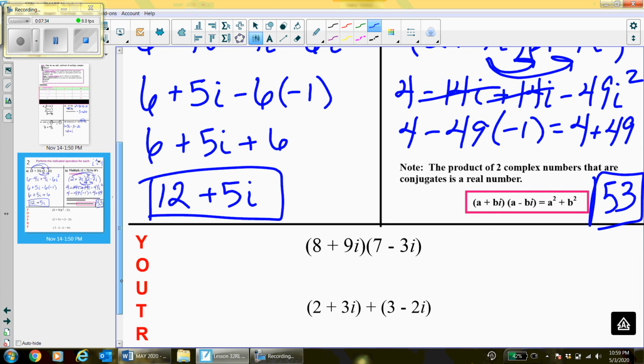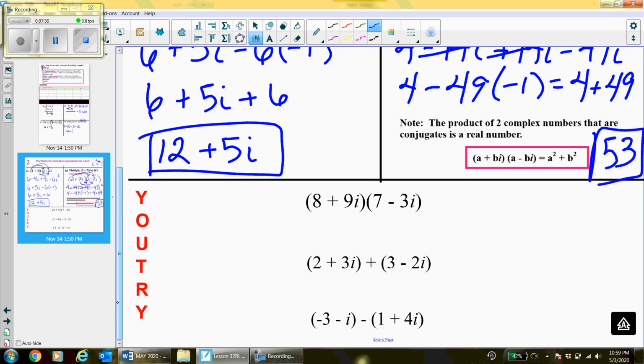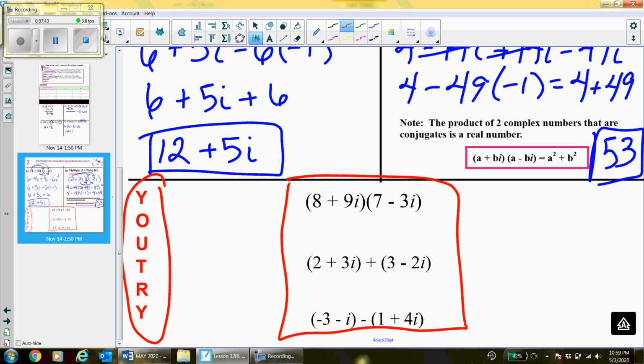The you try is down here. These 3 questions I want you to answer on your own. Upload it, put your name on it, and this is lesson 32, complex numbers.